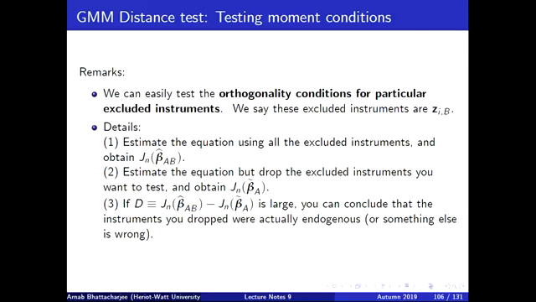So we can easily test orthogonality conditions for particular excluded instruments using a distance test. You estimate the model using all excluded instruments, and you obtain this Jn(beta hat), and then you obtain this Jn(beta tilde). If the difference between these two is large, you conclude that the instruments you dropped were actually endogenous. If they're exogenous, they should give you something very similar. However, it could also be that something else is wrong, because there are other assumptions in the model. Homogeneity is an important assumption that we have made all through, so there might be problems of that. Also, there are problems of where the instruments are valid. The instruments may be valid on one segment of the population, and another instrument may be valid on another segment. Those kinds of problems may be there.